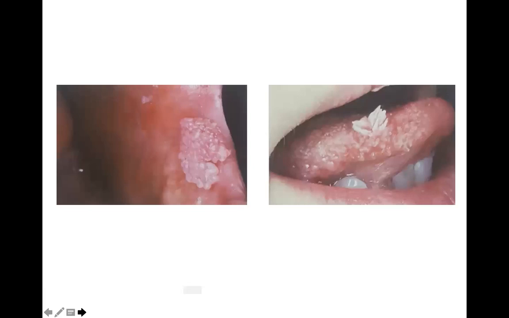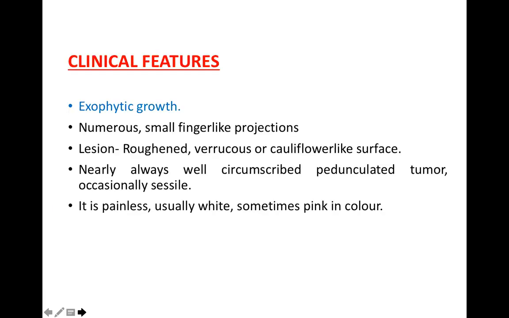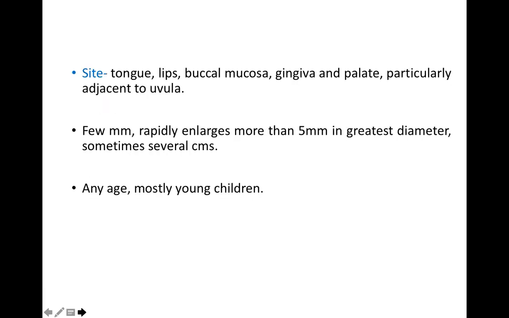So this is the picture of squamous papilloma. You can see on buccal mucosa finger-like projections, cauliflower-like, and also on the tongue. It is an exophytic growth. There are numerous small finger-like projections seen. The lesion is roughened, verrucous, cauliflower-like surface, nearly always well circumscribed pedunculated tumor, and occasionally sessile. It is painless, usually white, sometimes pink in color.